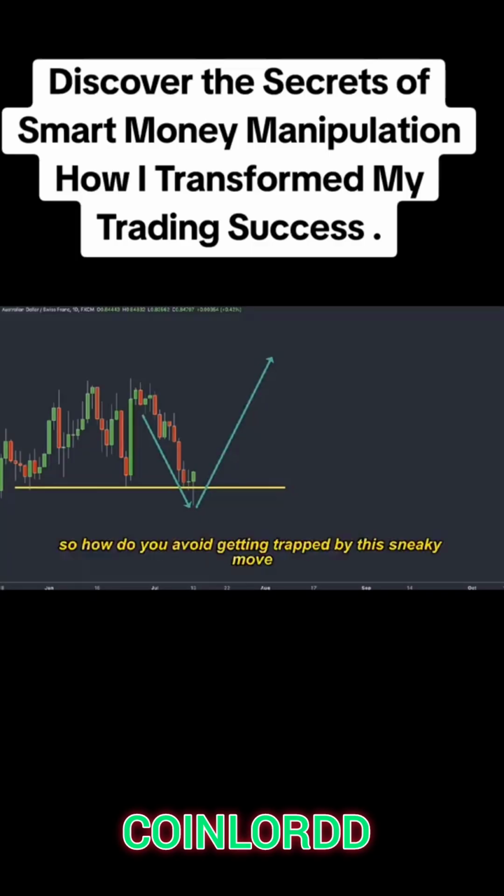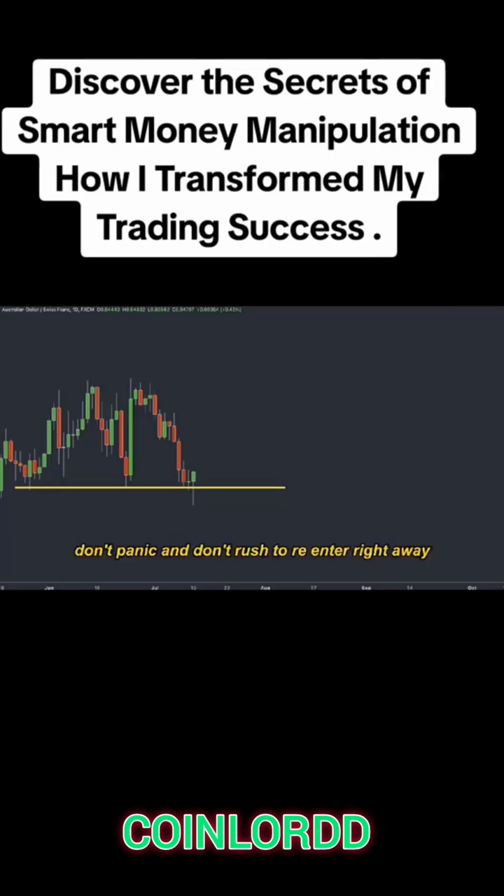So, how do you avoid getting trapped by this sneaky move? Here's the secret. Don't panic and don't rush to re-enter right away. Instead, keep a close eye on the market. If you notice that after your stop loss is hit, the price starts climbing back up and breaks above the high of the doji candlestick, this might have been a stop hunt. Or, if you see another signal forming, like a pin bar, this is another opportunity to re-enter the market.